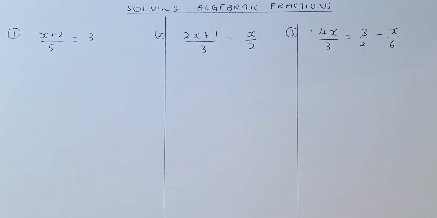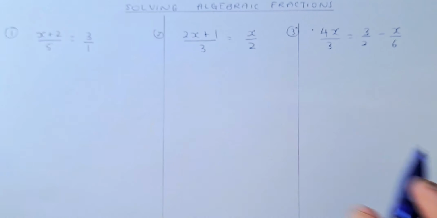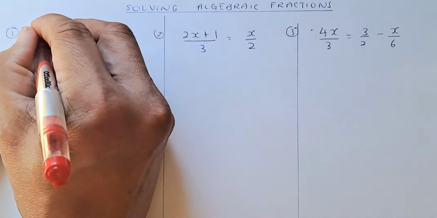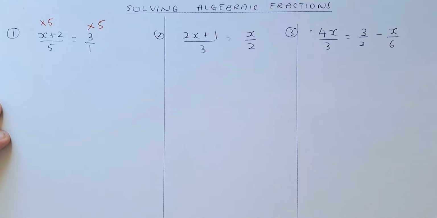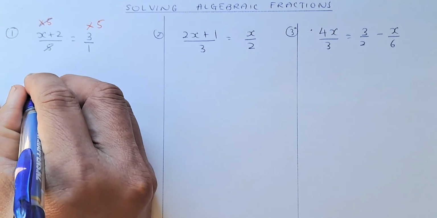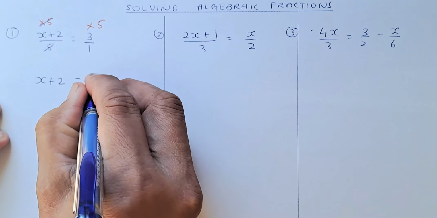So the first question, we look at (x + 2)/5 = 3. The lowest common denominator is 5 because 3 is actually 3 over 1. Okay? So what you do, you're going to multiply 5 on both sides. So when you multiply by 5, the 5 will cancel out, and on the left hand side, you are left with x + 2. And on the right hand side, 3 times 5 is 15.